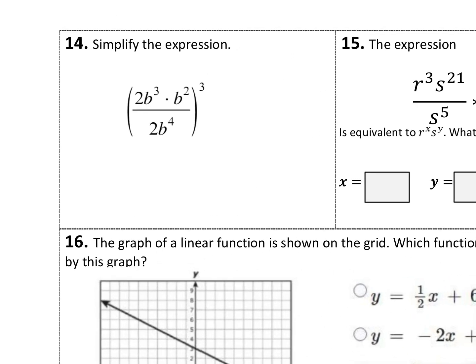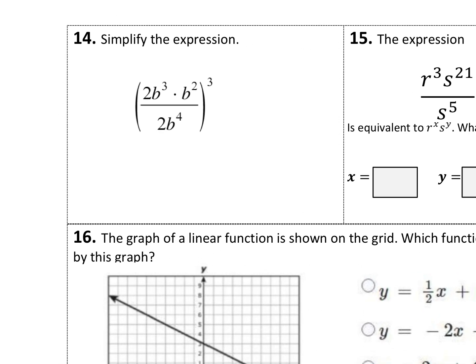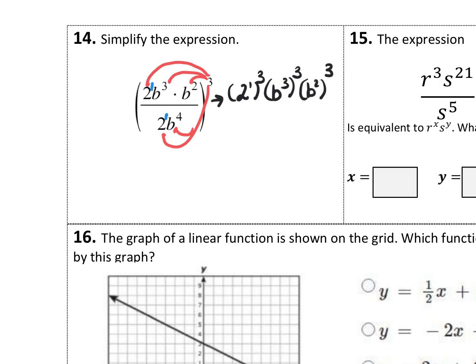Okay, on number 14. Every single thing in the parentheses needs to get this 3 on the outside. And if it helps you to put the 1 in here on those 2s to remember, everyone needs to get the 3. So this is going to become 2 to the 1st to the 3rd, b to the 3rd to the 3rd, b squared to the third. There were 3 things in the top, and 3 things in my top got my power.